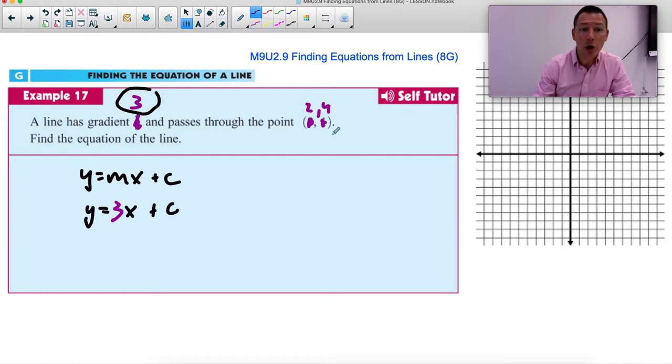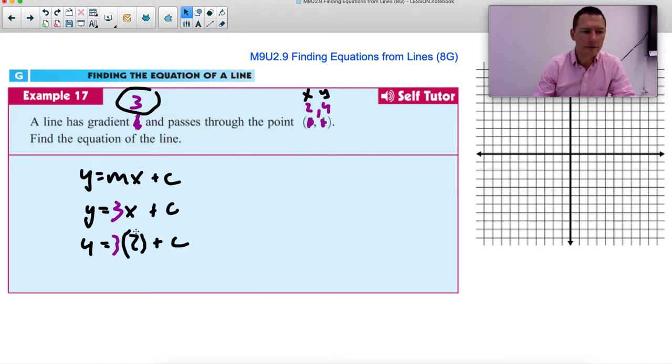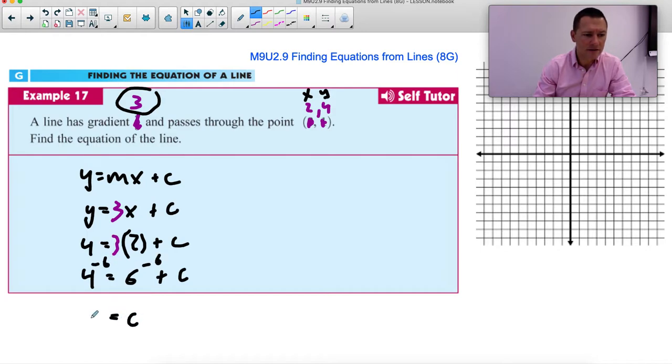I don't know c at all, but I do know that this is an x and a y coordinate, 2 and 4. So if we plug in 2 into the x and a 4 into the y, the only thing we don't know is c, since we do know the slope. Right? So I just plugged x in for x, y in for y, and now I'm going to solve for c. So this is 6 plus c is 4, and so you can subtract 6, you get c is -2.